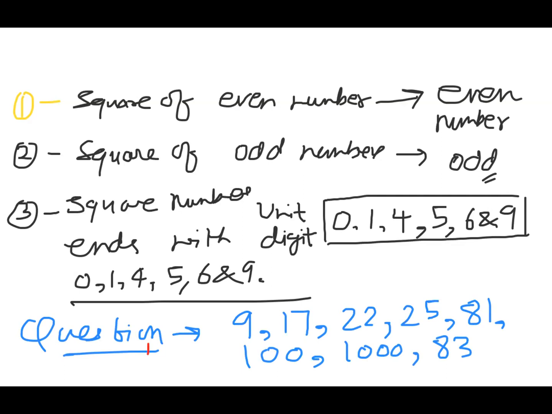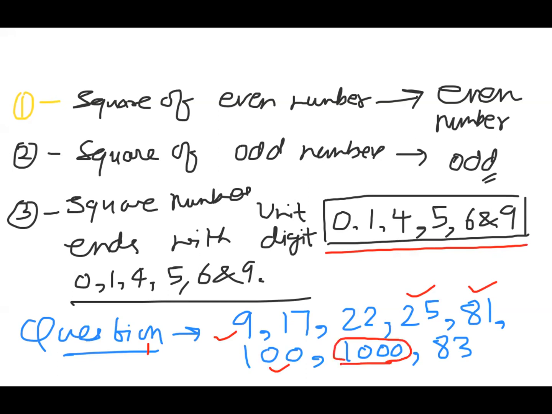Here's the hint: you can take 9 from here. 9, 25, 81, very good. 100, okay, and 1000? No. 1000 is not a square number.